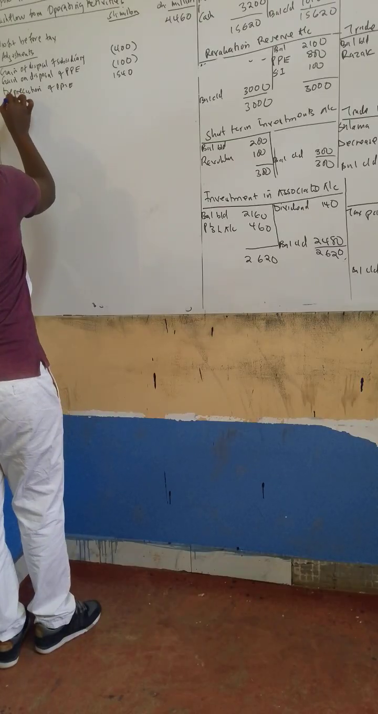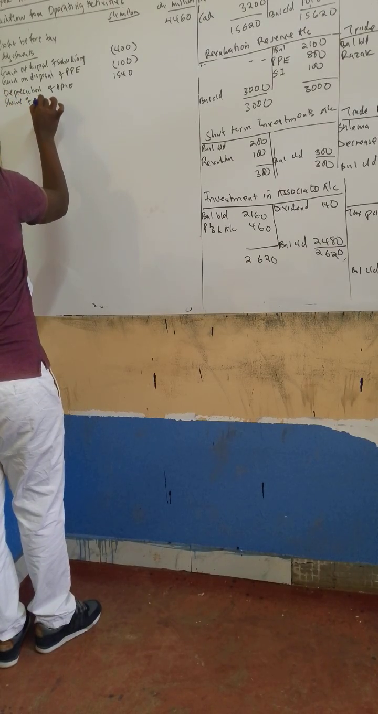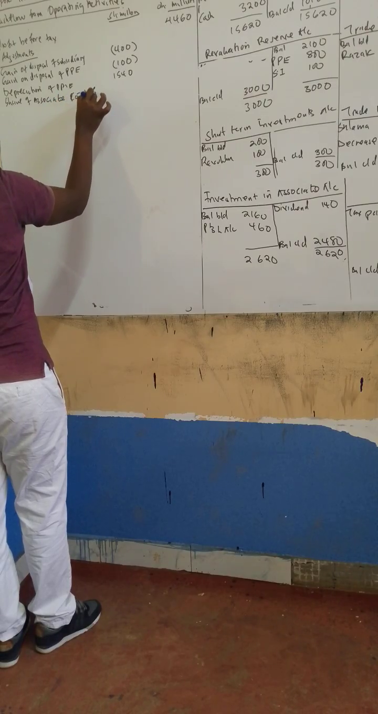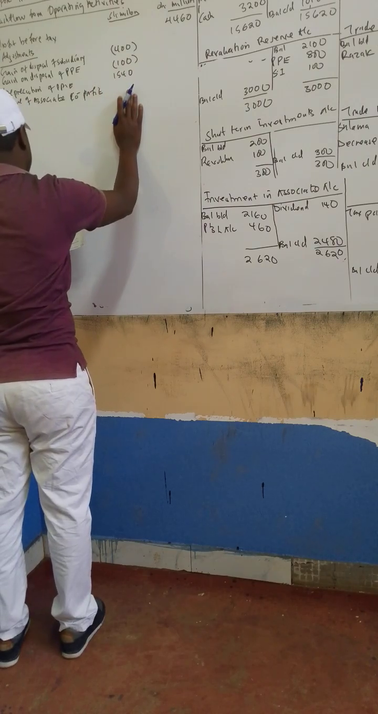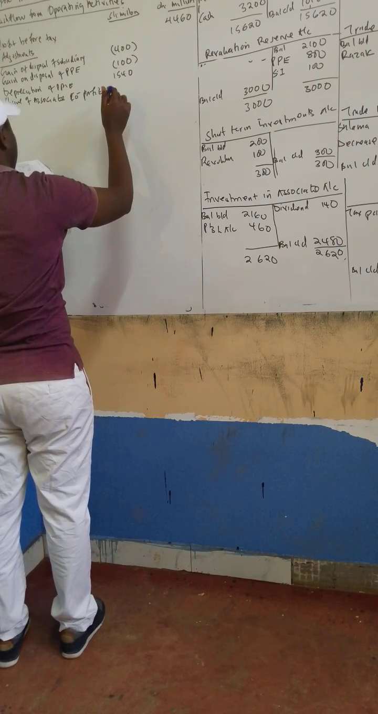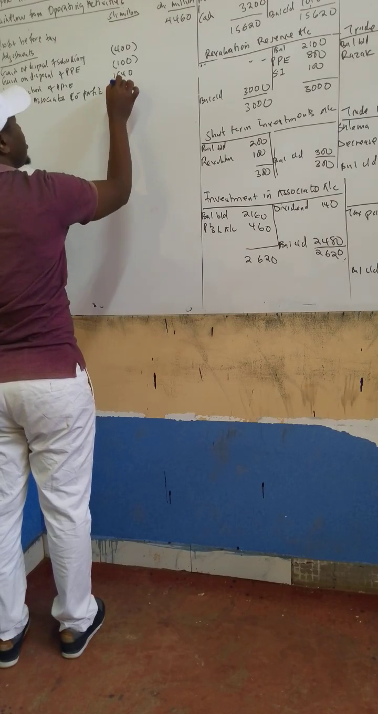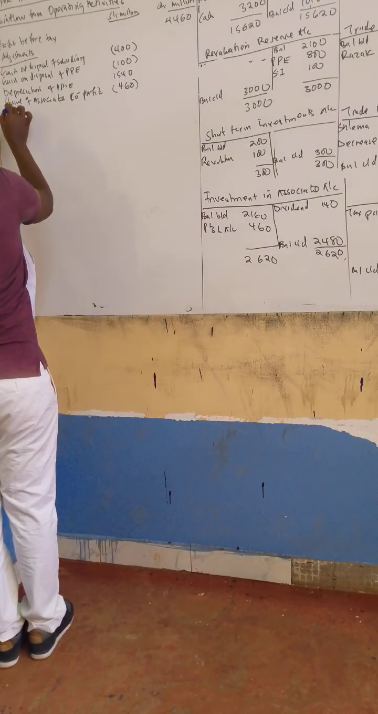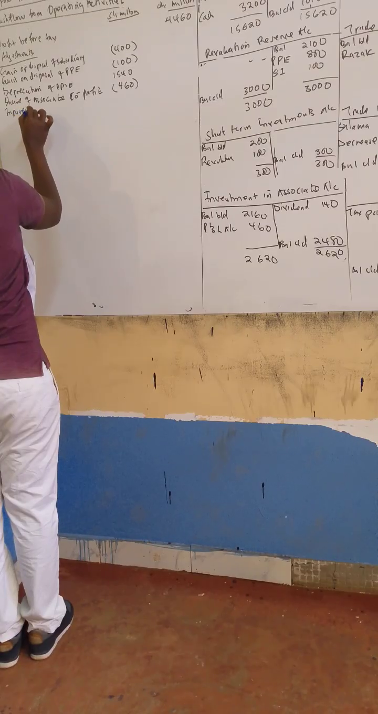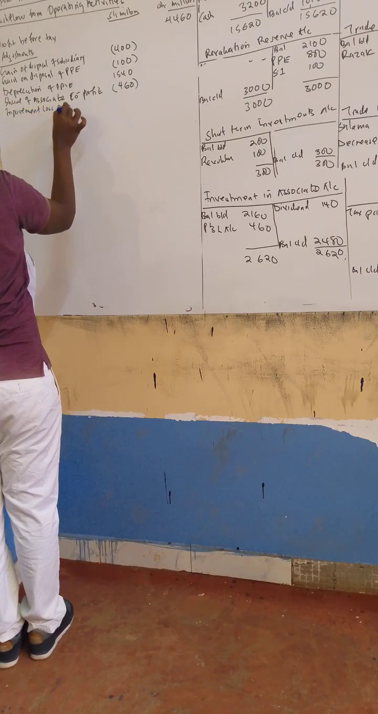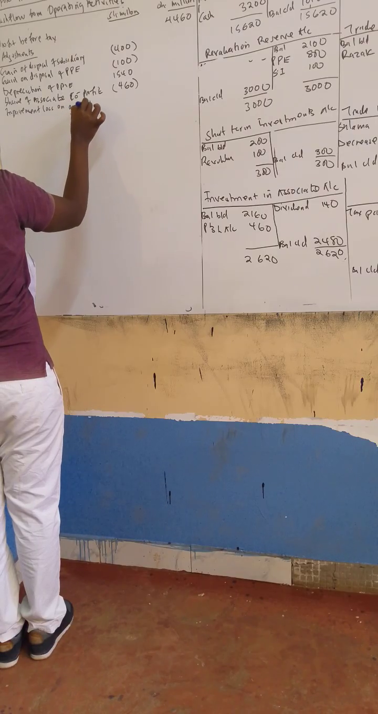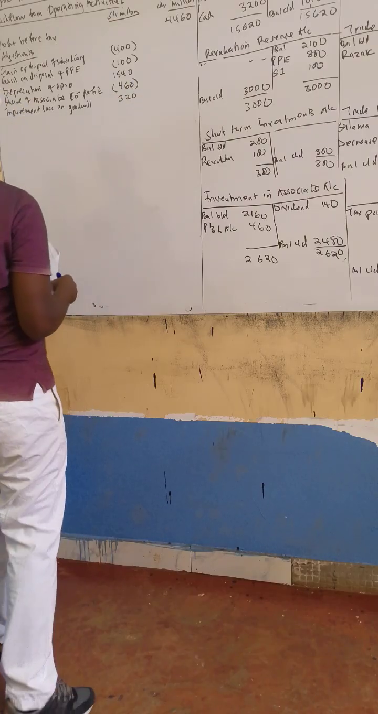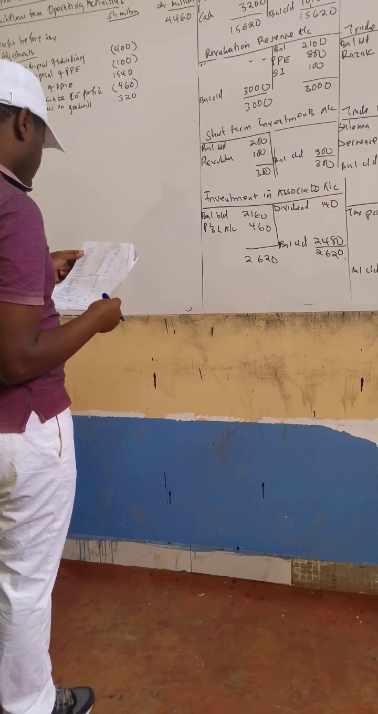Then we have share of associate company profit, which the question gave us to be 460. So those are non-cash incomes. And then we also have impairment loss on goodwill. We found it to be 320. If you look at our previous workings, you'll find it was 320.